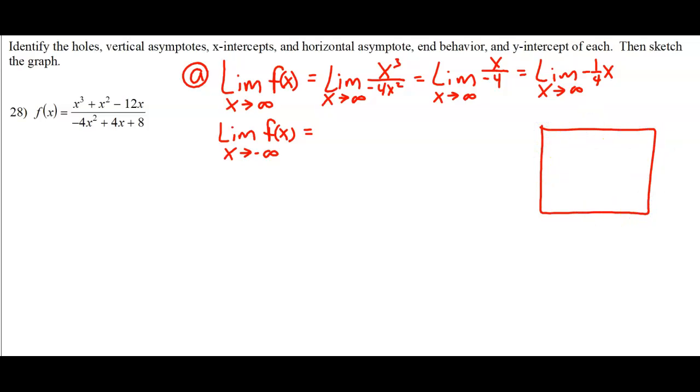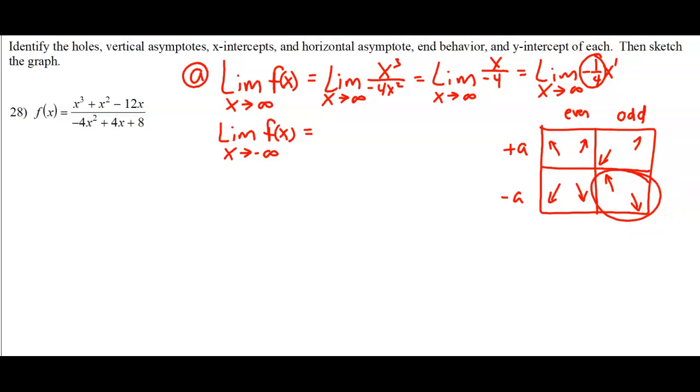So in this case, we have an odd exponent and a negative coefficient. And since I have an odd exponent and a negative coefficient, my graph will be like this one here. Negative coefficient, odd exponent, looks like that. So on the right side of my graph, it's going down, and on the left, it's going up.